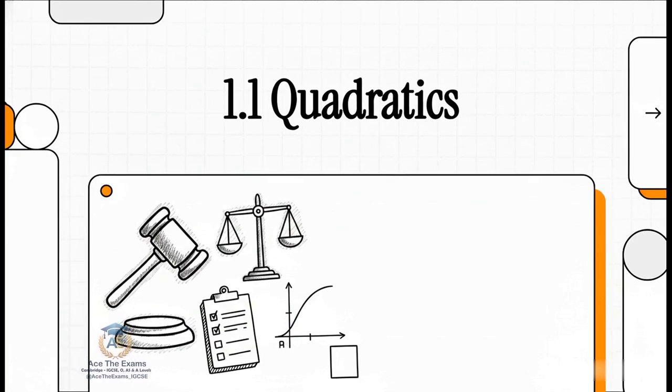Now listen, this isn't just about crunching numbers. It's really about how you prove your case to the examiner. If you've ever walked out of an exam feeling like you completely knew the math, but somehow you still lost the marks, you are definitely in the right courtroom today. Let's take a look at the evidence.